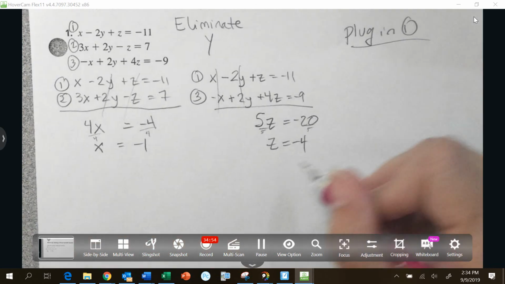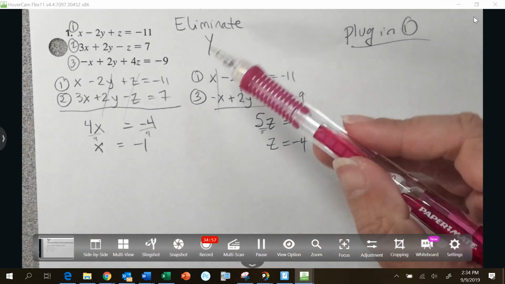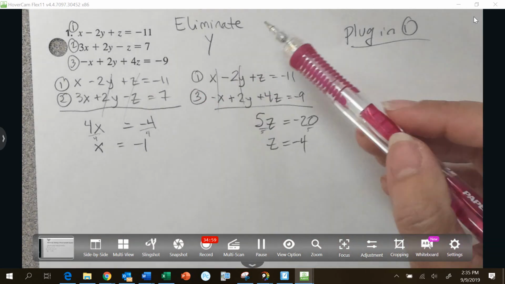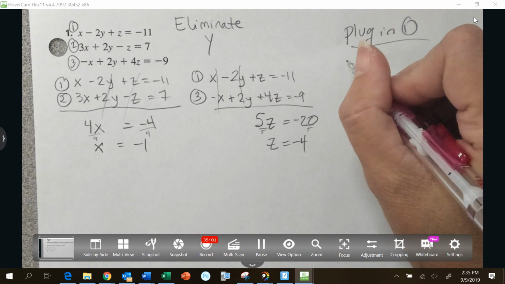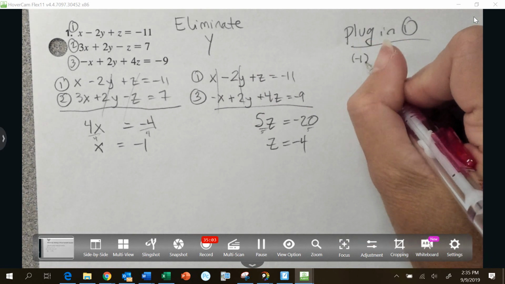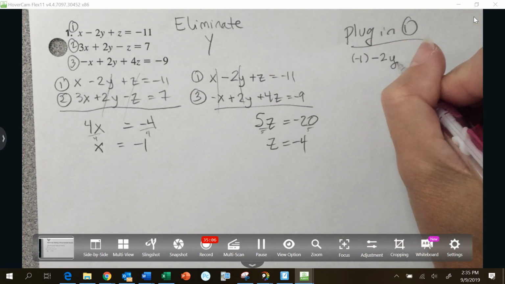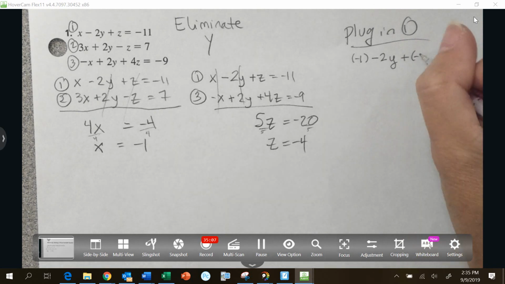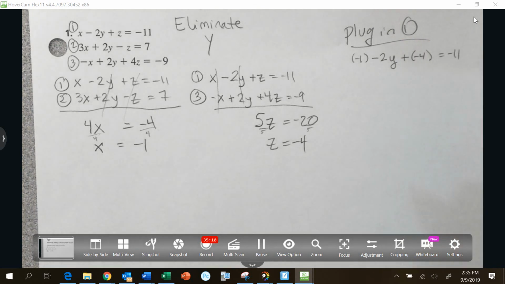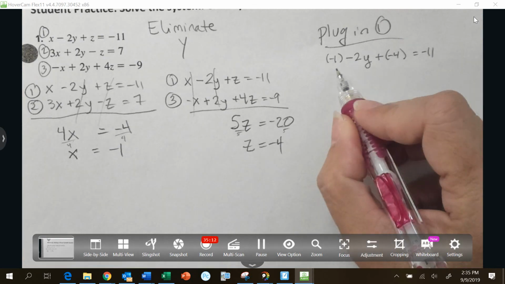So now, because I have 2 variables, I can plug them into an equation that has 3 variables. So I'm going to go all the way back to plug in 1. So I'm going to have -1 minus 2 times y plus z, which is -4, equals -11. So now I'm just solving for y.